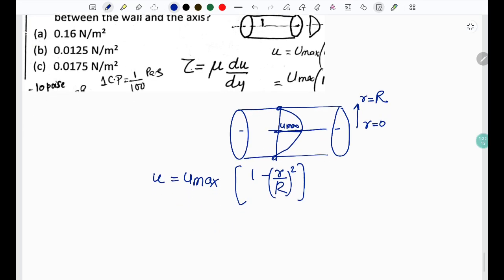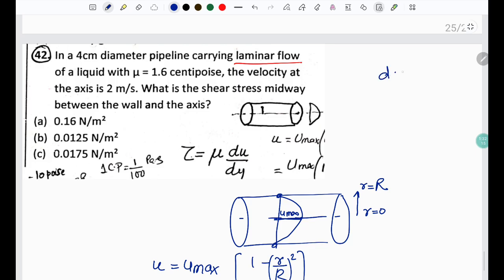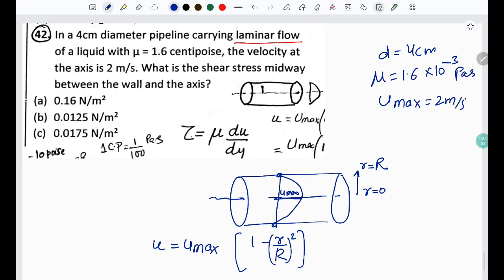Therefore, in this question what they have given us is the dia 4 centimeter, mu is 1.6 centipoise, which I can write as 1.6 into 10 to the power minus 3 Pascal seconds. Then we have velocity at the axis, that is U max is given as 2 meter per second, because this is the axis of the pipe, center line. Then the shear stress in midway between the wall and axis. This is your wall and this is your axis, and this is the midway, which is nothing but r by 2, y equals to R by 2. Let us see.